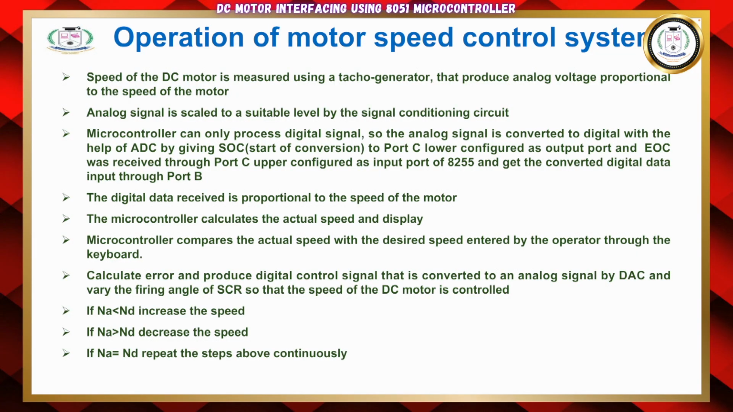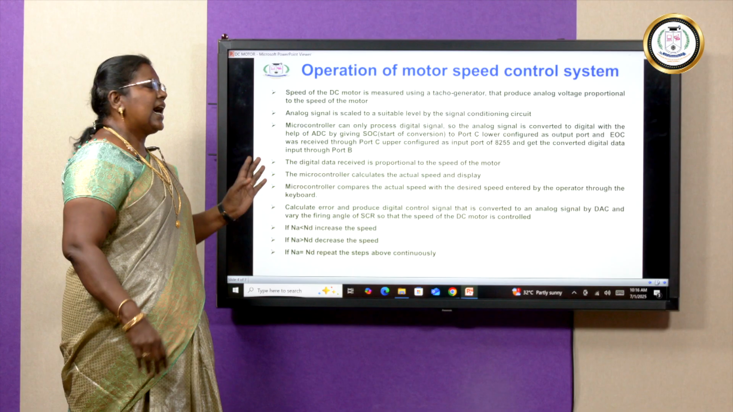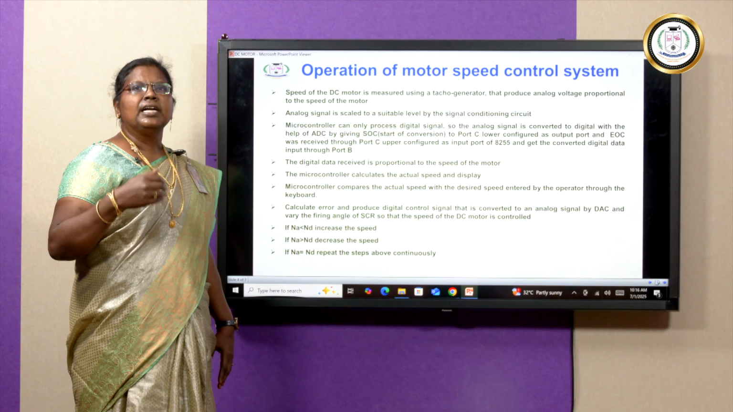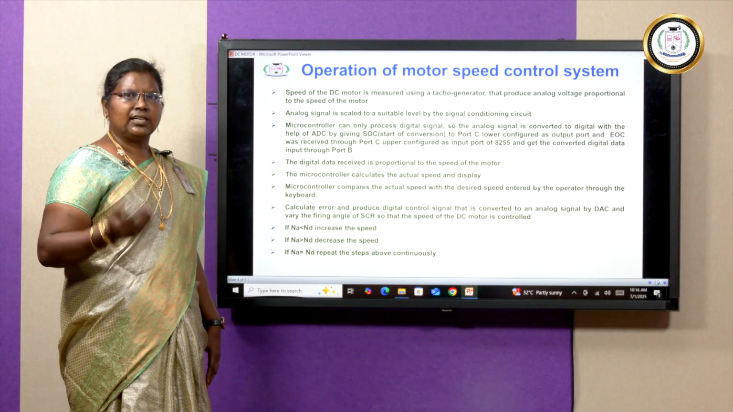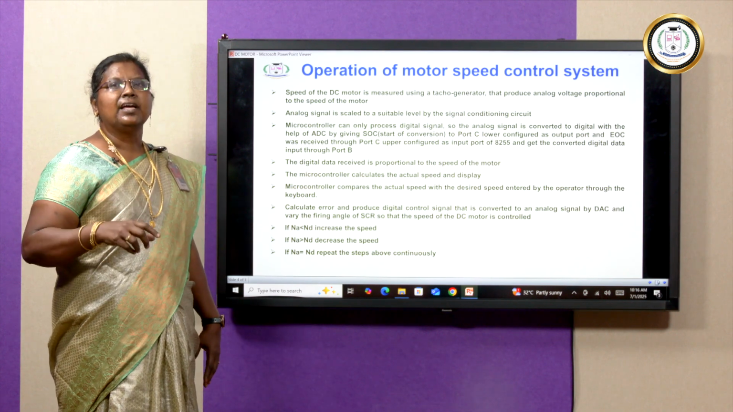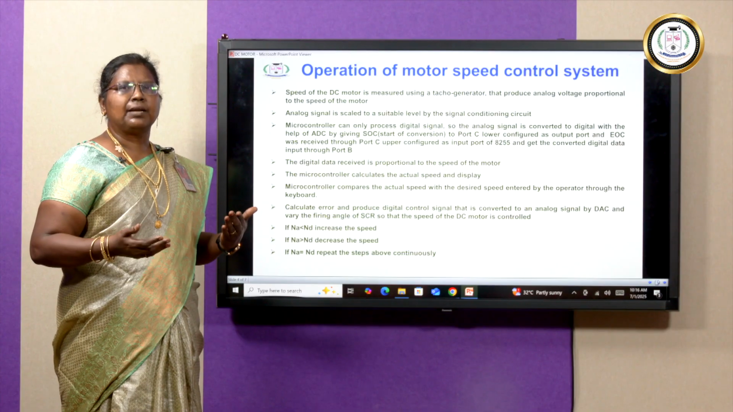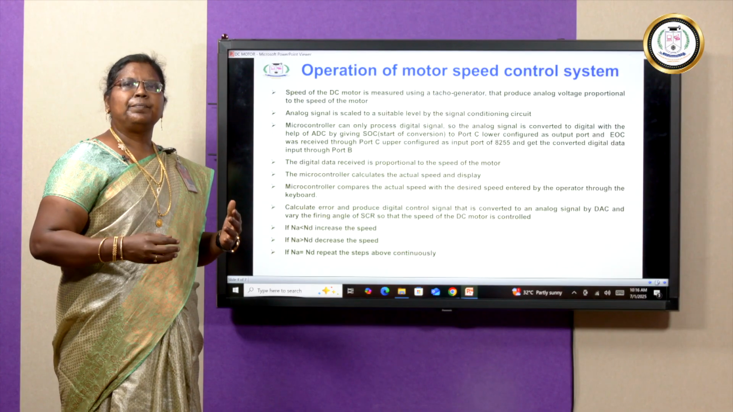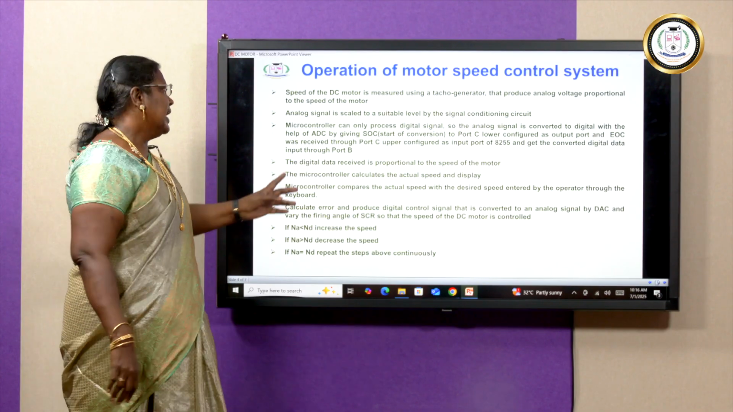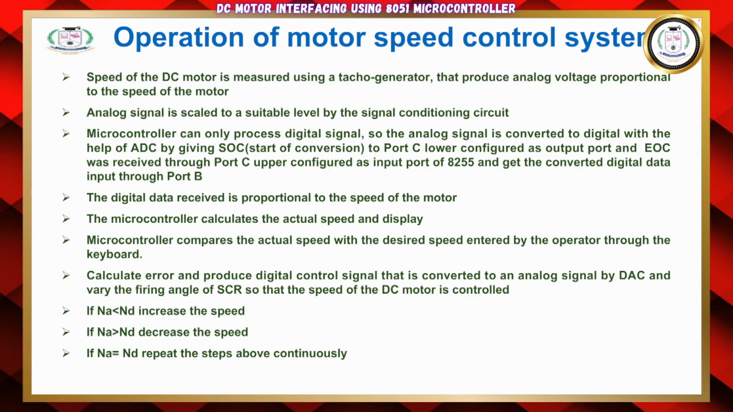The speed of the motor will be received through the tacho-generator, and then the analog signal will be scaled by a signal conditioning circuit, which boosts up the signal. We are going to perform the analog to digital conversion here, so that the speed of the motor can be calculated and processed by the microcontroller. Then the digital data received is proportional to the speed, and we are displaying the speed and comparing the actual speed and the desired speed.